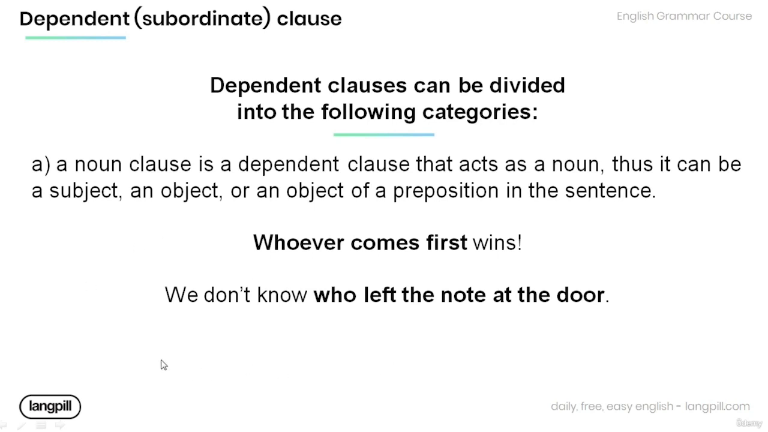And in this sentence, we don't know who left the note at the door. The noun clause "who left the note at the door" acts as the object of the sentence.